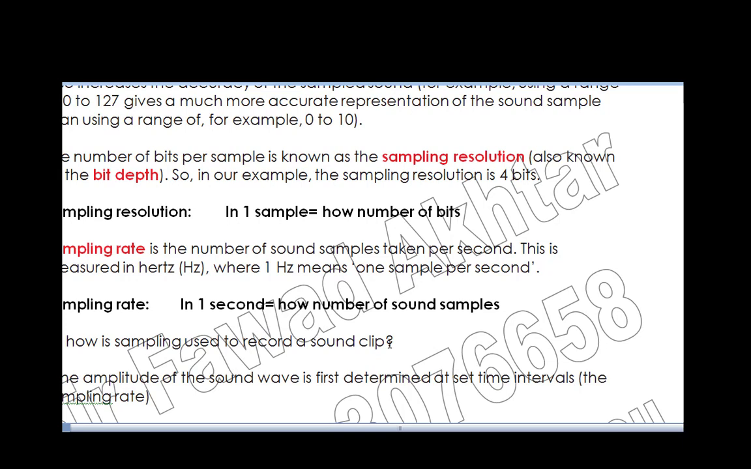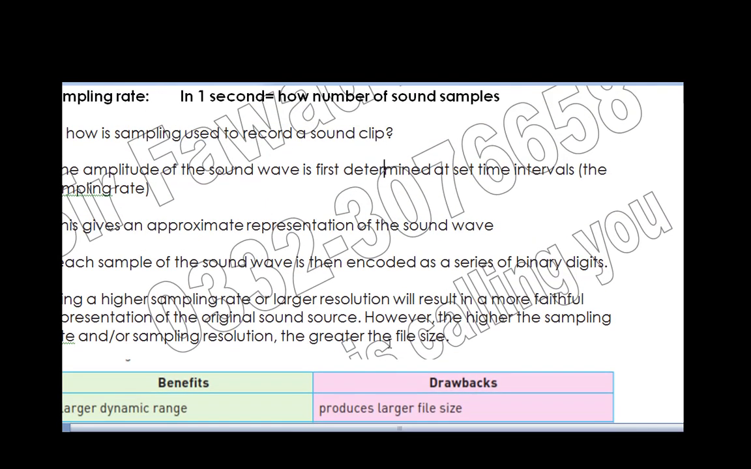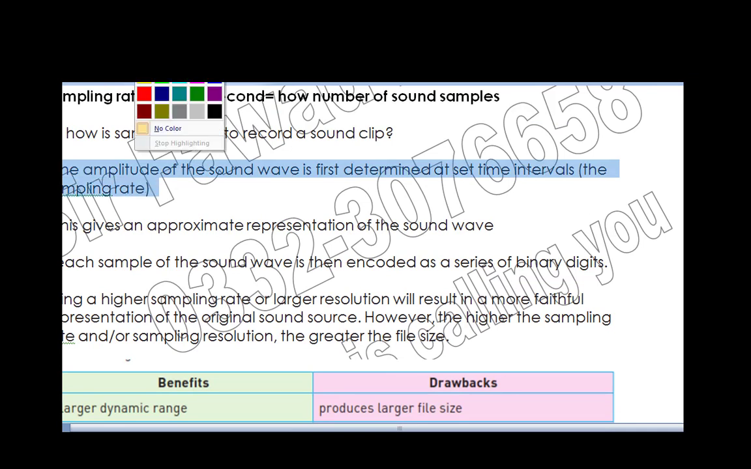And the next point is, how is sampling used to record a sound clip? Meaning if I want to record my sound clip, how is the sound sample being used or utilized? So there are key factors, let me highlight them for you.